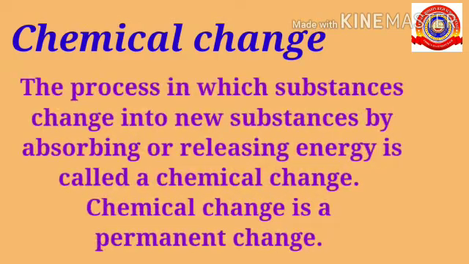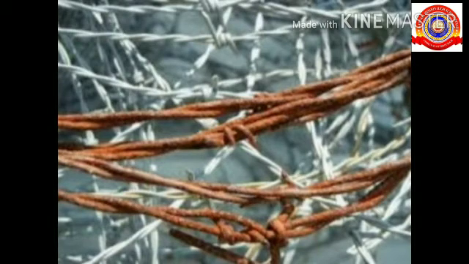Next we are going to discuss chemical change. The process in which substances change into new substances by absorbing or releasing energy is called a chemical change. Chemical change is a permanent change. Burning of paper, rusting of iron, etc. are examples of chemical change.